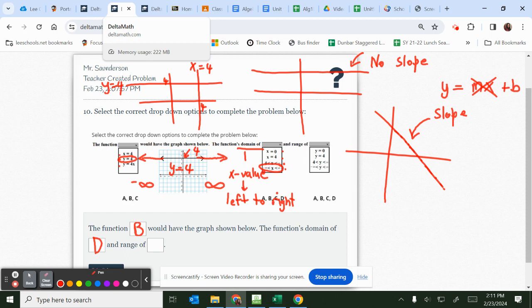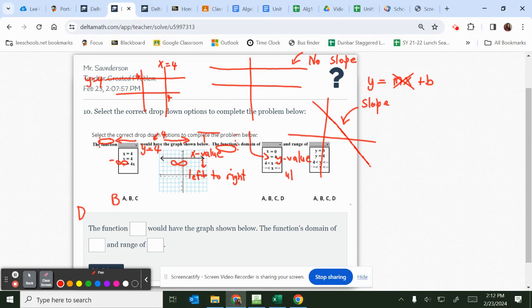So what about range? Range, however, are not your x values, but your y values. So you're not going to look left to right. You're going to look up and down.